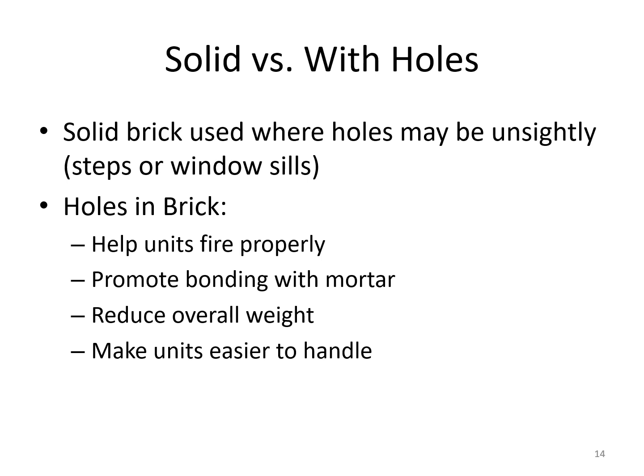So what do the holes in bricks do? Well, they help the units fire properly. That's when they're made in the kiln, so that they don't bend and twist so much. That's why the holes are put in there. They also promote bonding with mortar, so you can imagine that they get filled in a little bit when you squash one brick over another on your layer or lines of brick, and that fills the round hole a little bit. That gives a lot more bite to the bricks, and they do reduce the overall weight of the brick, and also make the units easier to handle. So those are good things to remember.